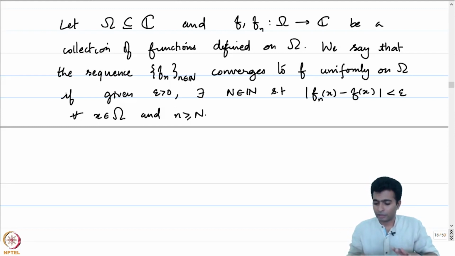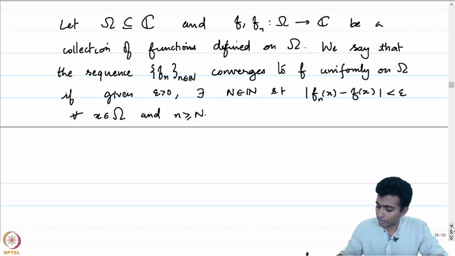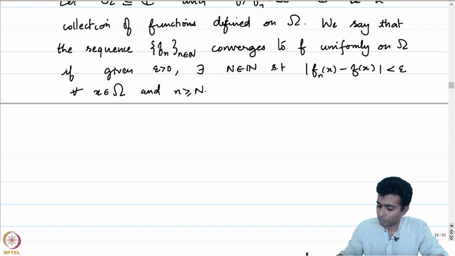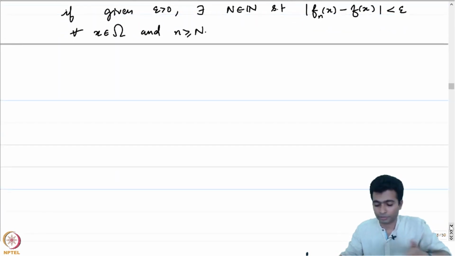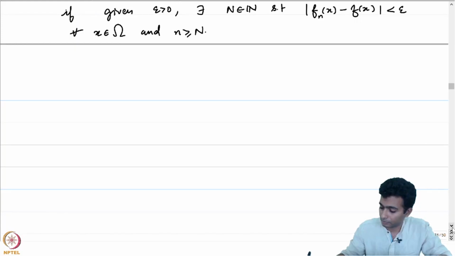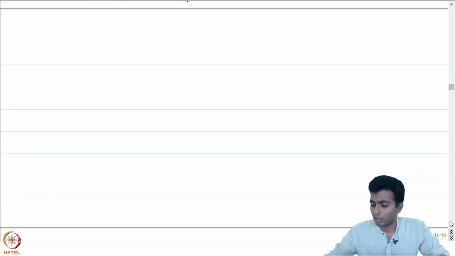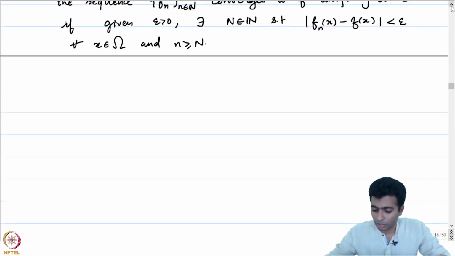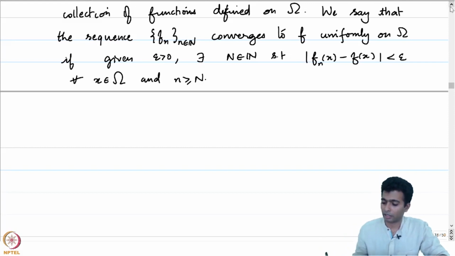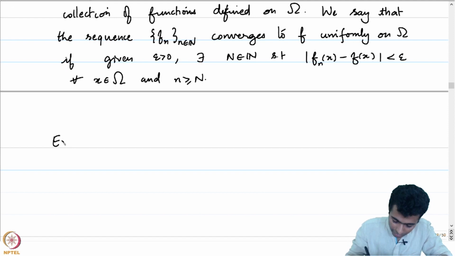By the way, to define uniform convergence, we didn't need to demand that omega is a subset of C. We could have defined uniform convergence for complex valued functions on any metric space. I'll be assuming all the usual results that follow after the definition. For example, let me just note it as an exercise.